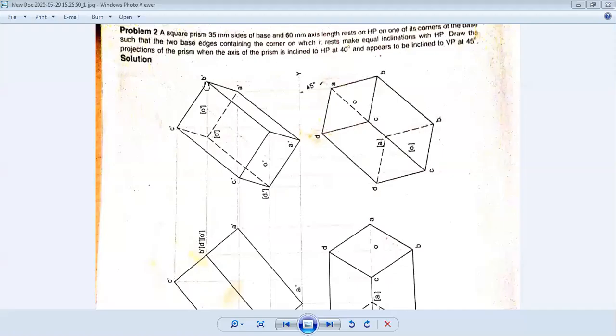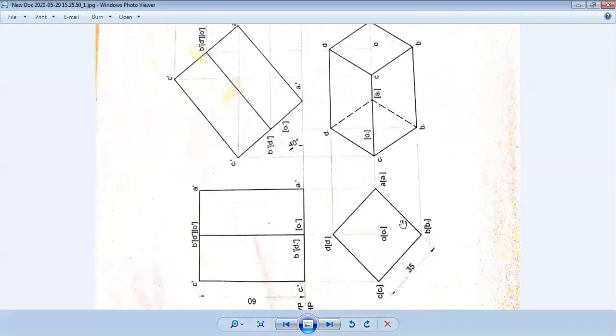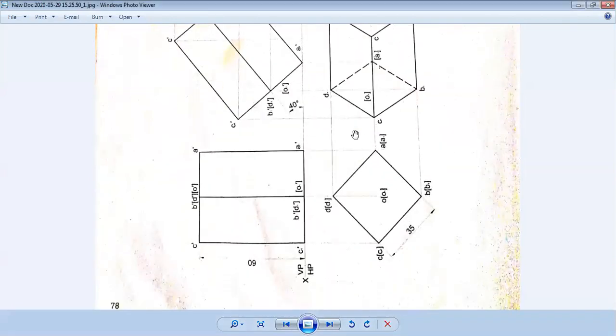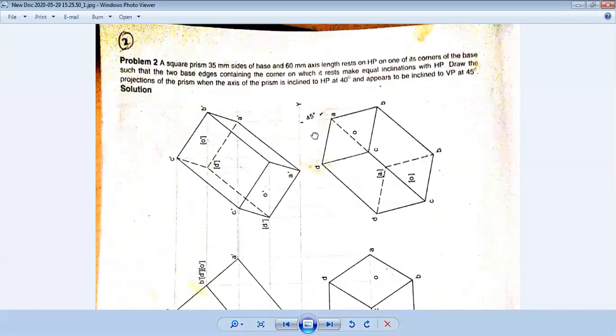Okay, today we're gonna discuss the square prism problem, which is resting on the corner like this. So it will be resting on the corner, and it's a square prism. First we'll take down the problem. A square prism of 35 mm sides of base. So the base side is 35 mm, and height is 60 mm. 60 mm axis length, that is the height of the square prism, and rest on one of its corner.